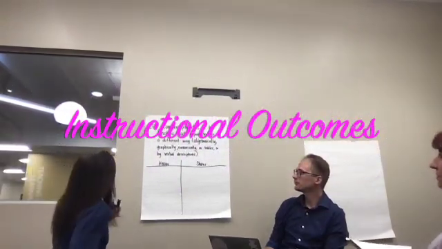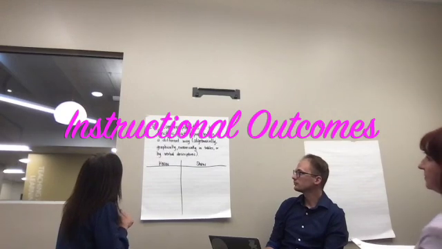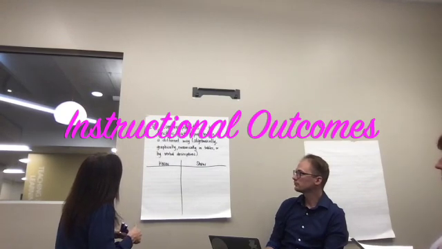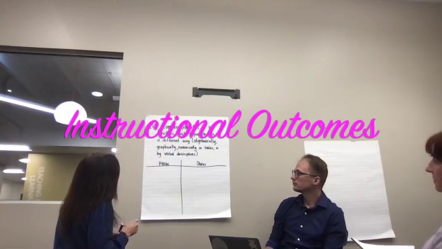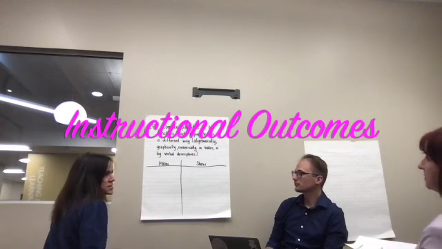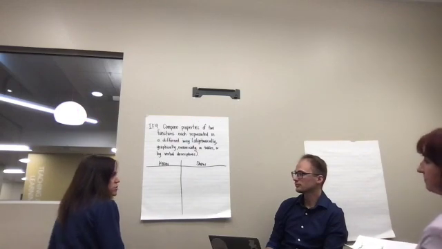All right, so it looks like we picked IF9: compare properties of two functions, each represented in a different way, algebraically, graphically, numerically in tables, or by verbal descriptions. Can we go ahead and start with identifying verbs and important nouns?